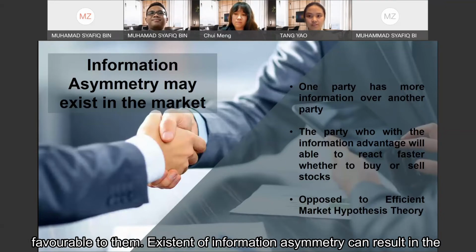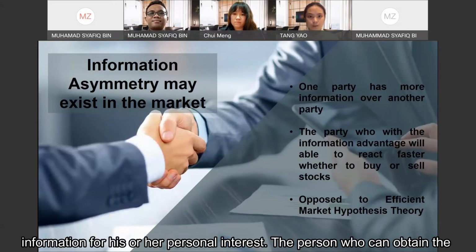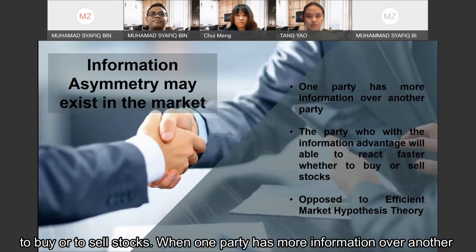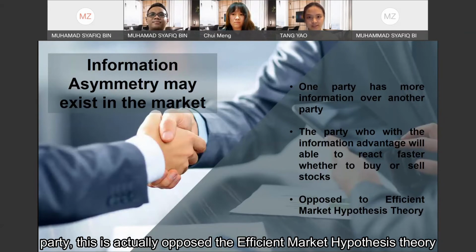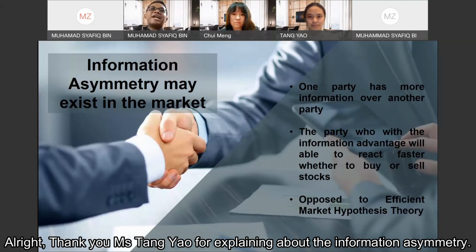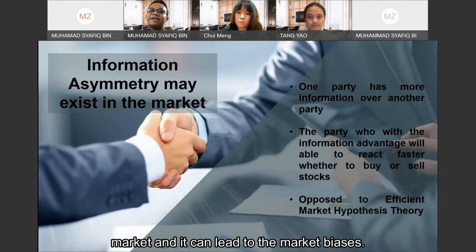The existence of information asymmetry can result in bias, as the investors who have better access to that information will use it for his or her personal interest. The person who can obtain the information faster than others will be able to react faster to make a decision whether to buy or to sell stocks. When one party has more information than the other party, this is actually opposite to the efficient market hypothesis theory. Alright, thank you, Ms. Tang Yao, for explaining information asymmetry. Yes, I agree that information asymmetry can exist in the market and it can lead to market biases.